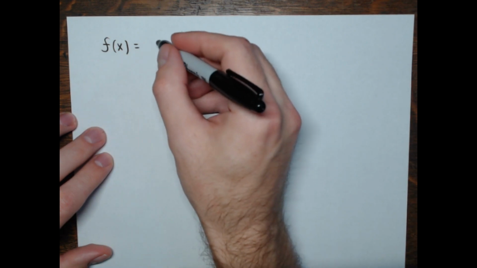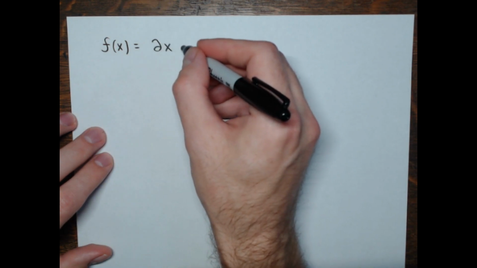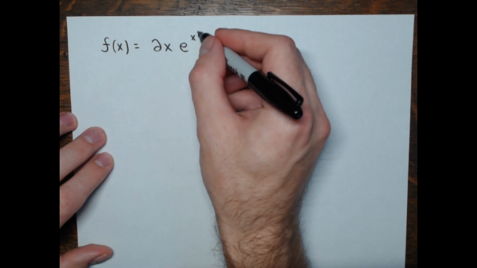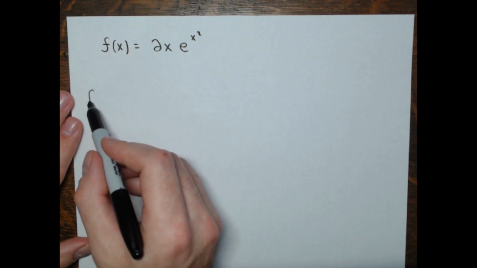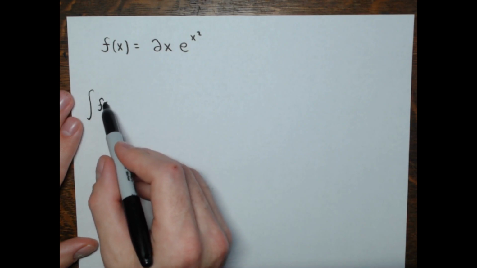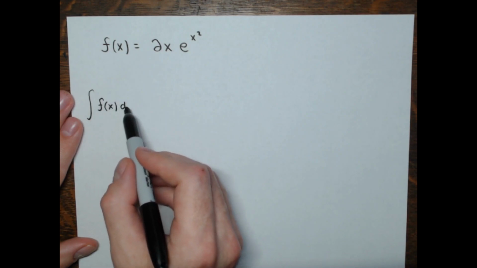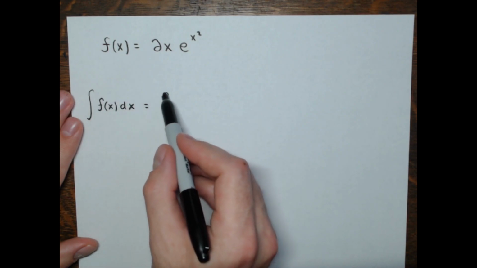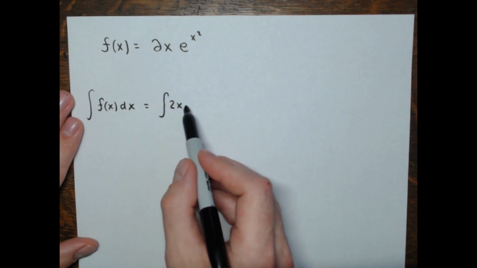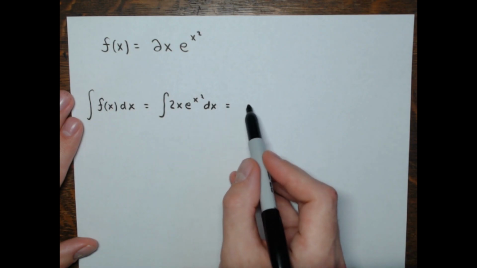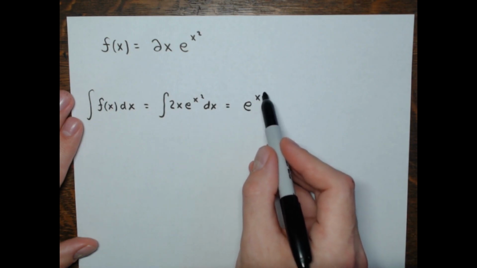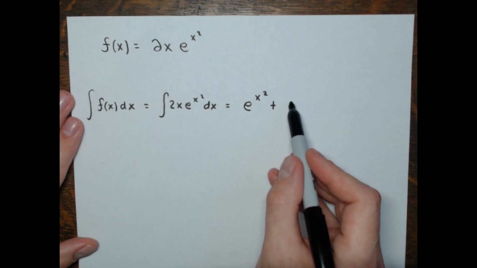f of x equals 2x times e to the x squared power. Now what they're asking us to do first is do the integral. The integral of this function with respect to x should just be e to the x squared plus some constant, right?